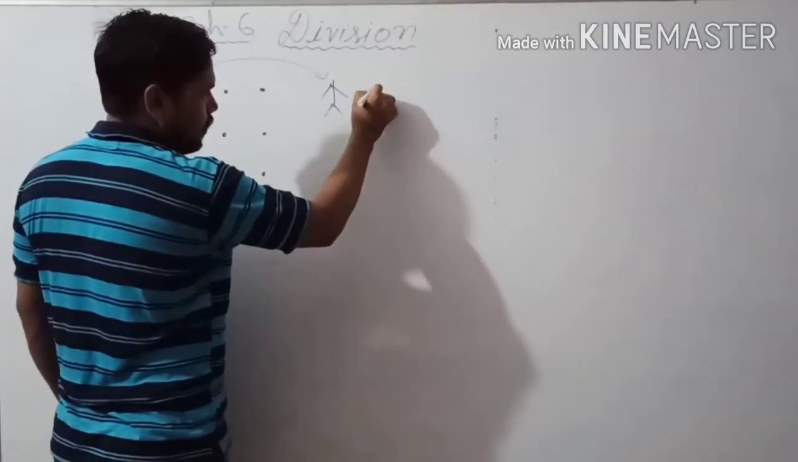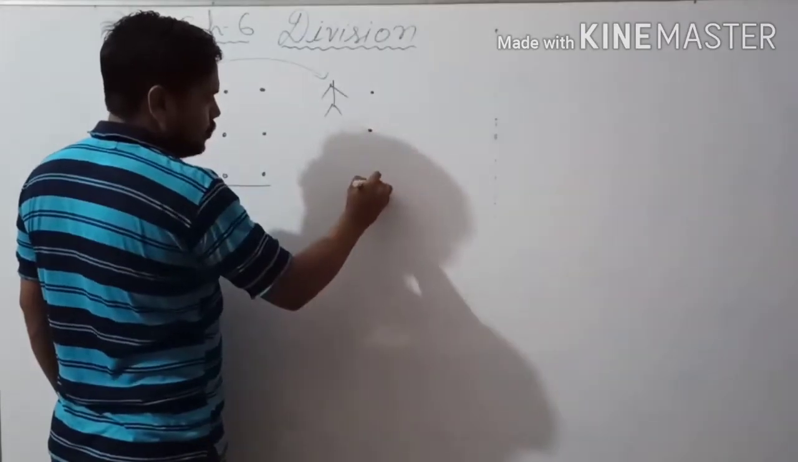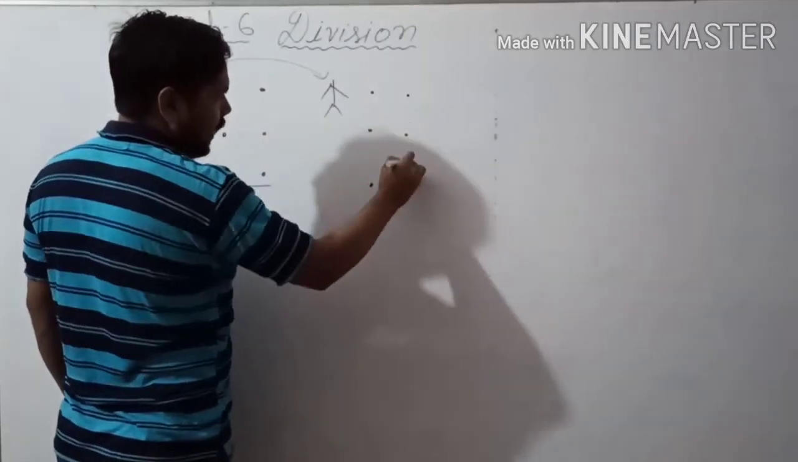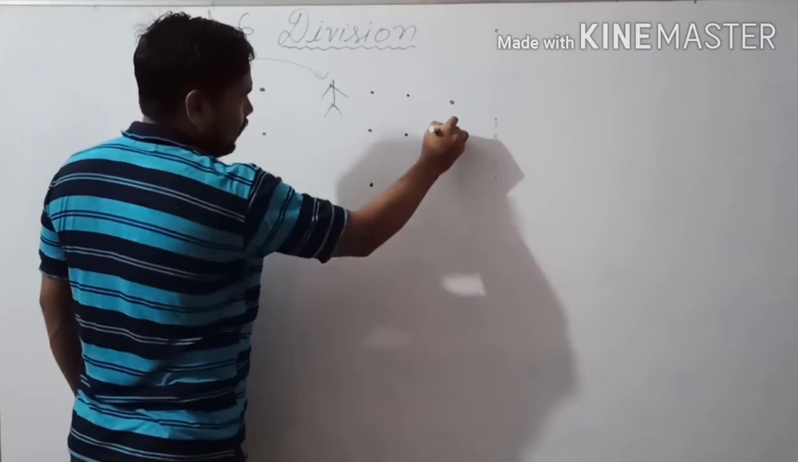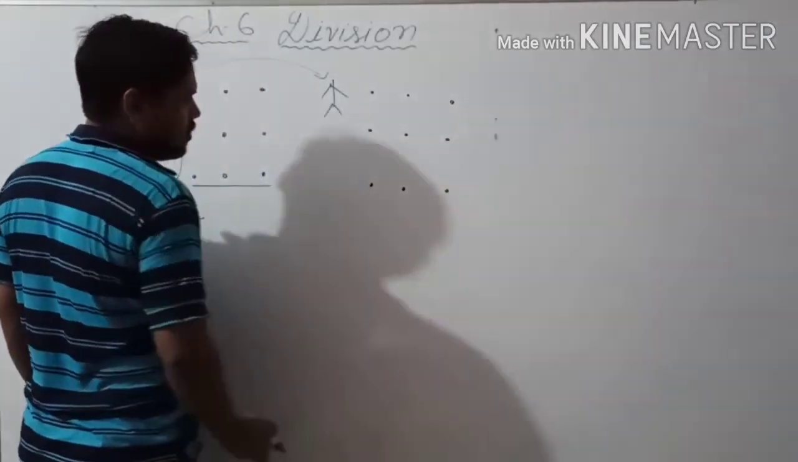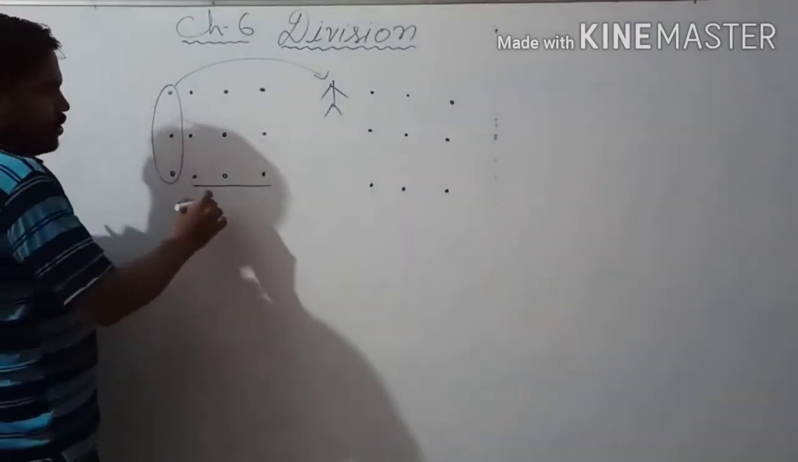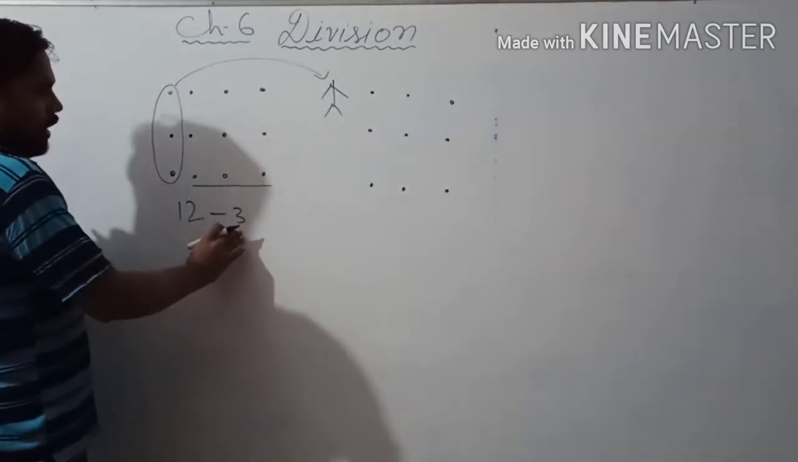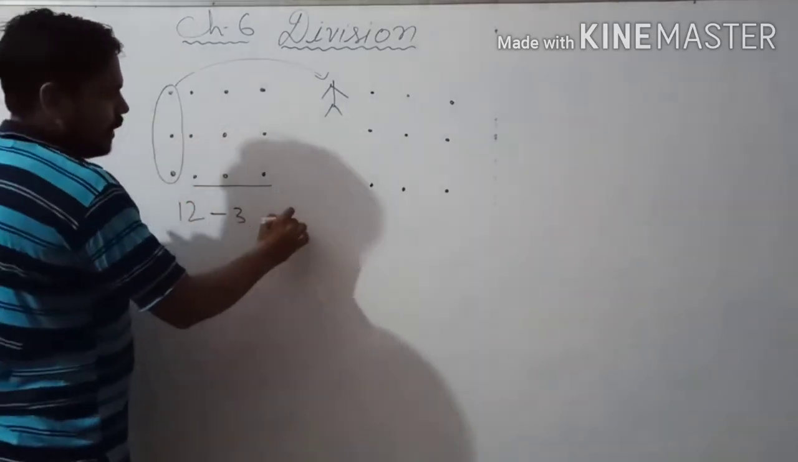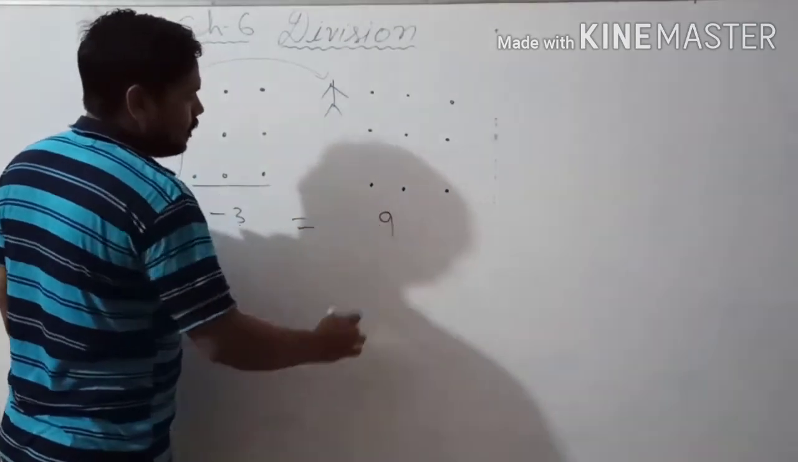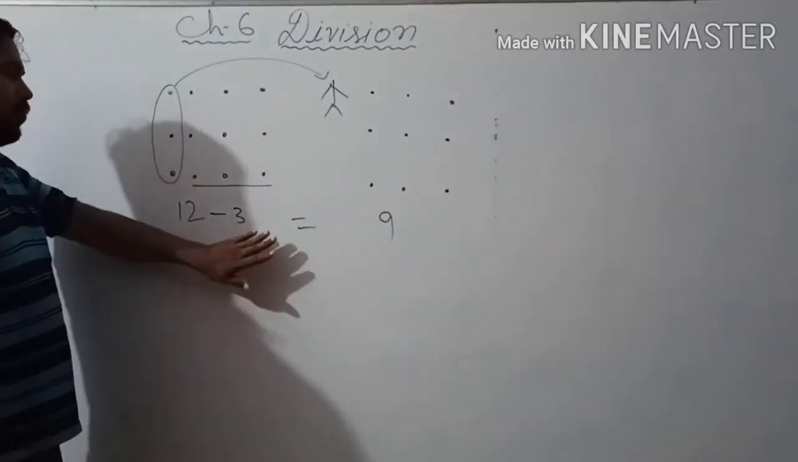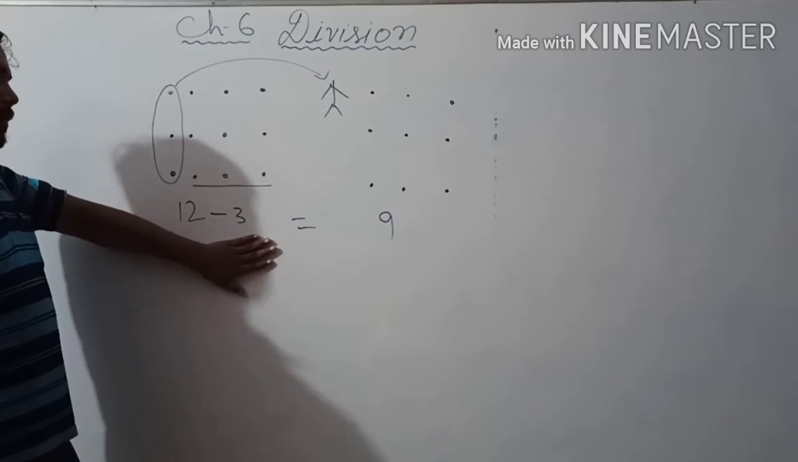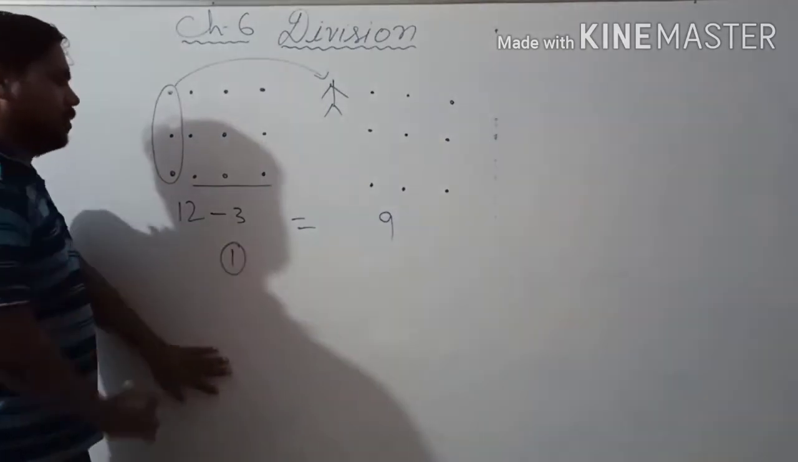So now you have 1, 2, 3, 4, 5, 6, 7, 8, 9. Suppose now you have 9 chocolates. Okay. So what you did is 12 minus 3. When you have done 12 minus 3, you get 9. Right? So first time when you subtract, one time.